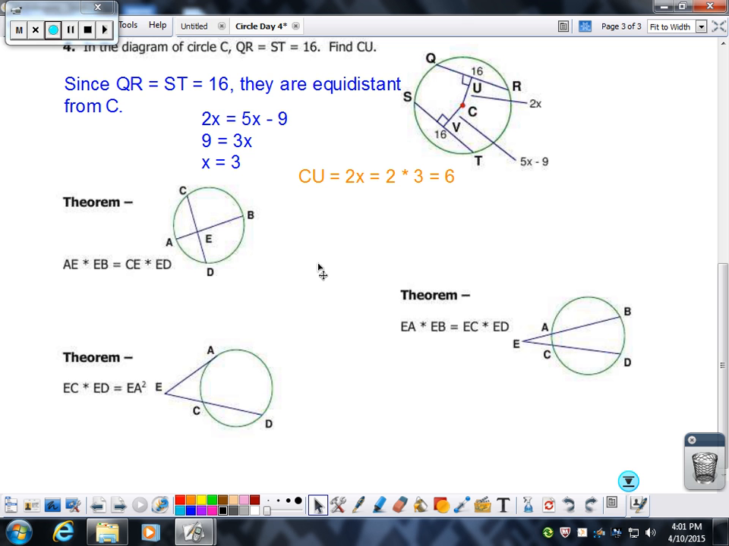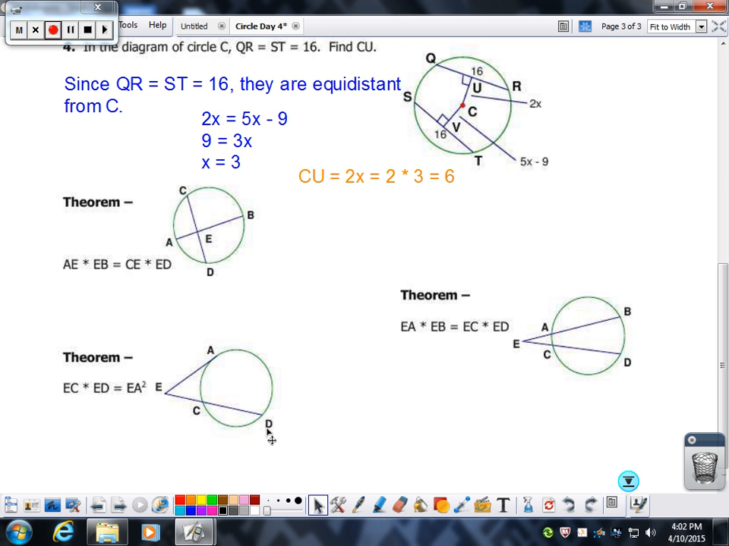Here are 3 other theorems that I'm going to briefly explain. We're going to go over them more in detail in class, but I at least want you to see them so you're aware. Our first theorem tells us if 2 chords intersect inside a circle, then the length of the 2 pieces of one chord multiplied together will equal the lengths of the 2 pieces of the other chord multiplied together. So here we can see AB and CD intersect at point E. So AE times EB is going to be equal to CE times ED. So just remember that one.